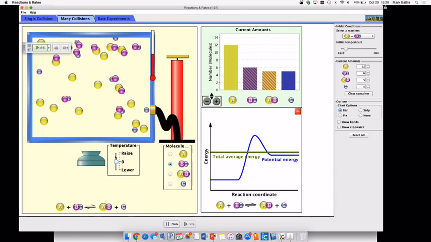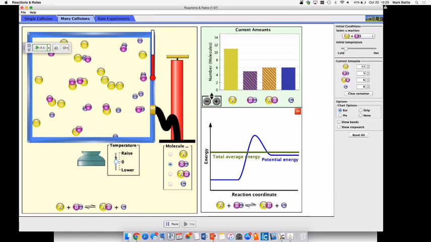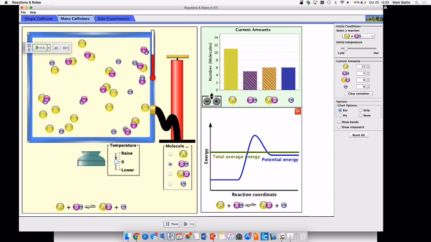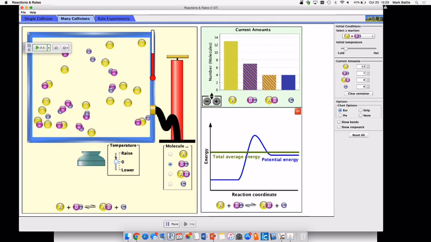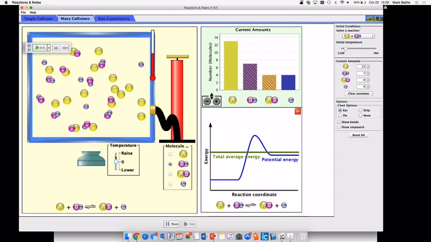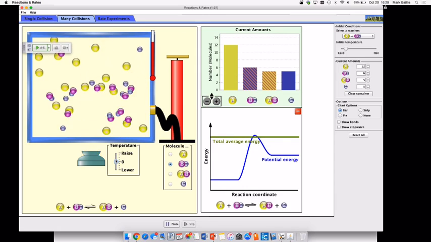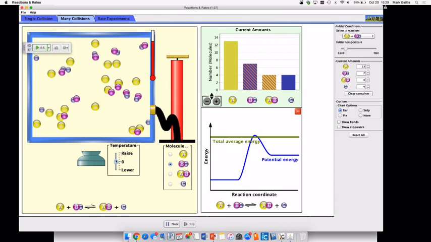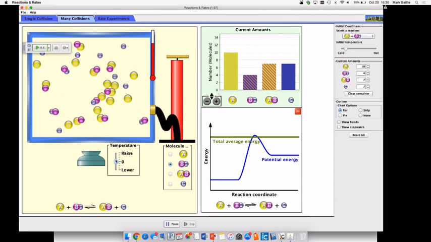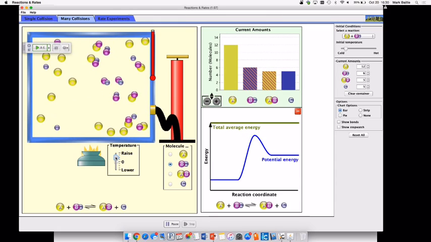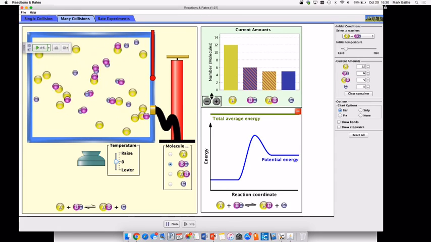So what happened? Do we have molecules that are still basically standing still? We have some. Do we have any that are moving faster now? We have a lot that are moving a lot faster, right? So let's raise it up even warmer. So if we heat it up as hot as it can possibly go, why do we not form all products?